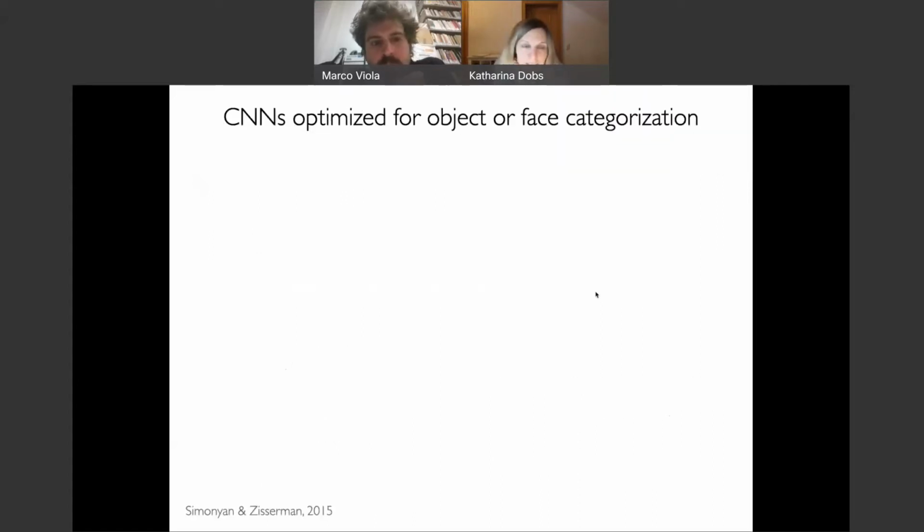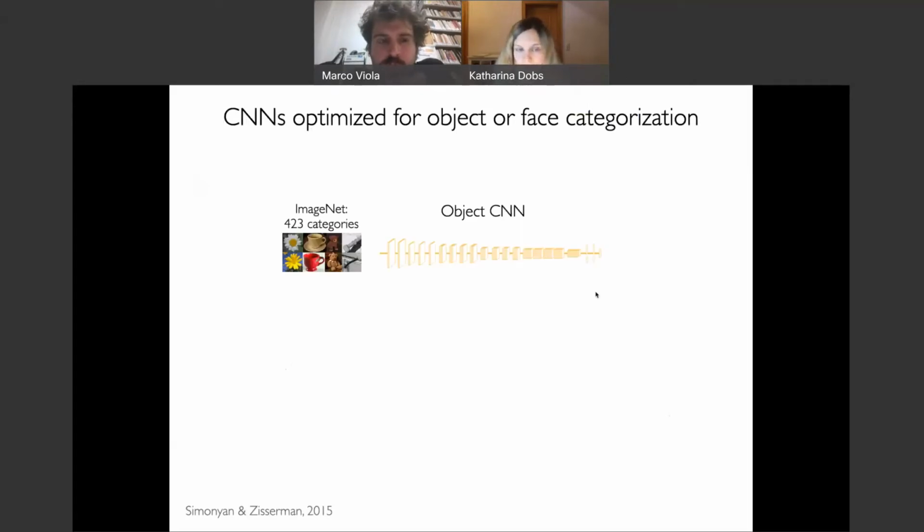All right, so how did we do this in detail? We used a VGG16 architecture, which is just a standard feed-forward CNN architecture that has been used a lot for object and face recognition, and has also shown good similarity with the primate visual system. In the first network, we trained it to categorize 423 object categories. These were categories that we took from the ImageNet dataset, and we manually selected them to be prototypical objects. So we removed lots of animals and scene-like categories and so on.